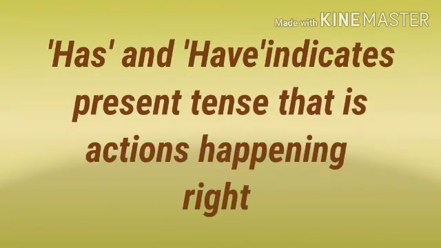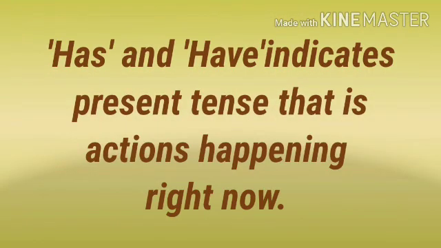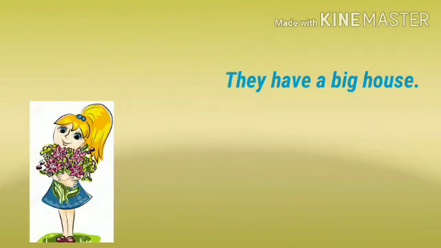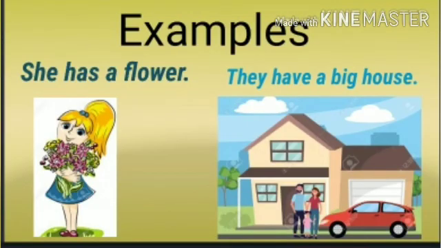Children, has and have indicate the present tense. Now look at these examples. She has a flower. They have a big house.